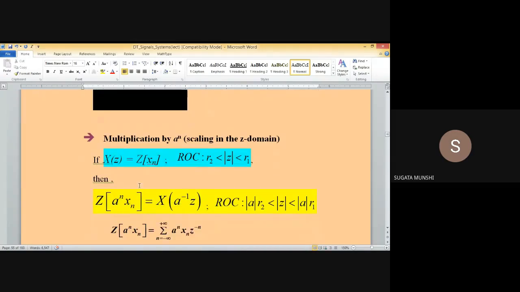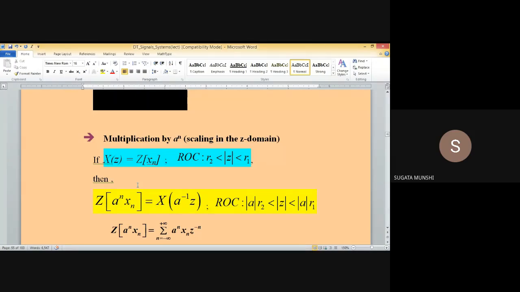Multiplication by a to the power n will have an effect of multiplication of the sequence under consideration by a to the power n. So that will have an effect of scaling in the z domain. Say we have the z transform of a sequence x[n] represented by X(z), and say its ROC is R2 less than magnitude of z less than R1.